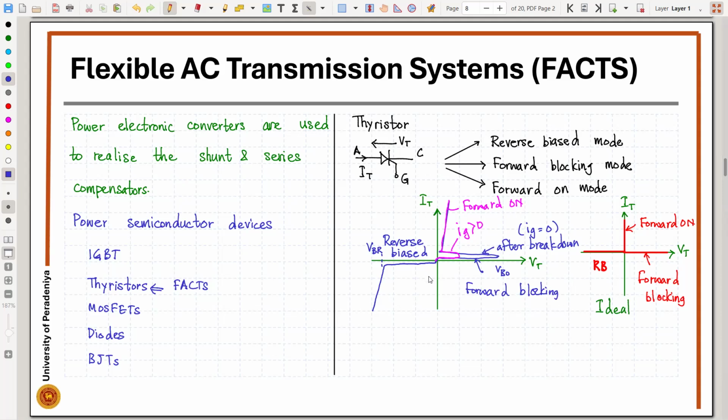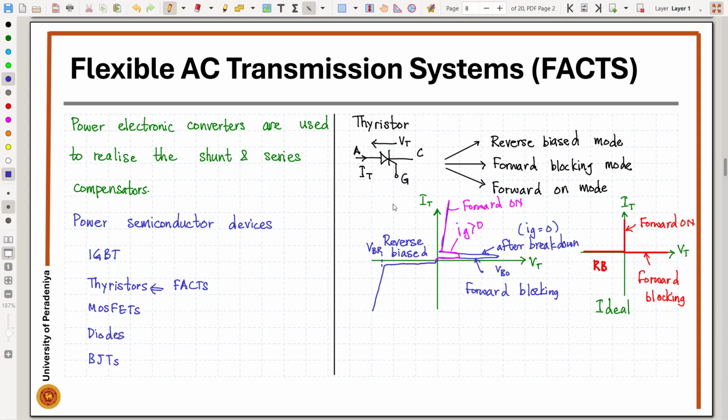So that is the advantage of the thyristor. It's similar to the diode, but additionally we have the forward blocking mode, so we can control the current flow. Once the device is in the forward blocking mode, if we give a gate current pulse, then it goes into the forward on mode. But once it has moved into the on state, we cannot control turning off the device. It will conduct until the current becomes zero. So it's similar to the diode.